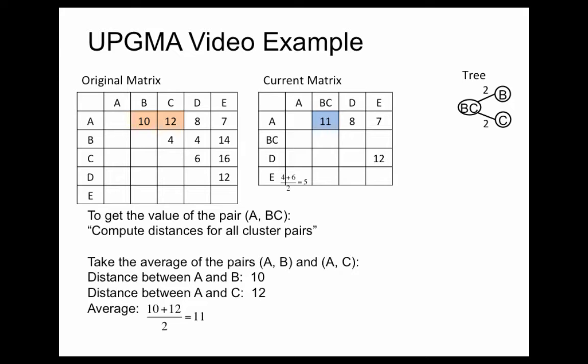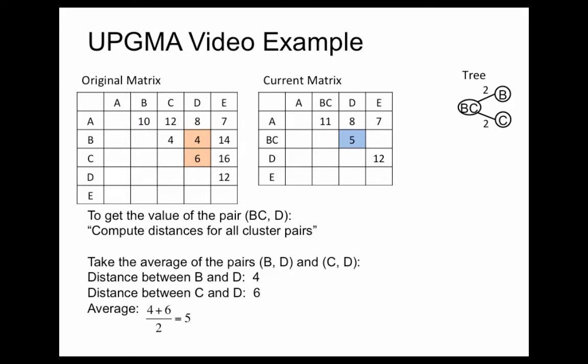If you have the distance between A and B and the distance between A and C, then for this algorithm, the new distance is just the average distance.